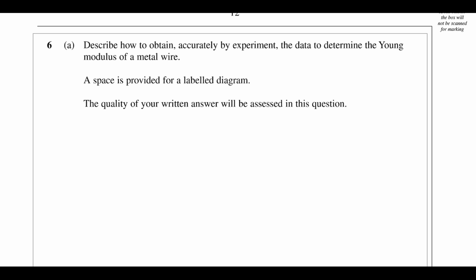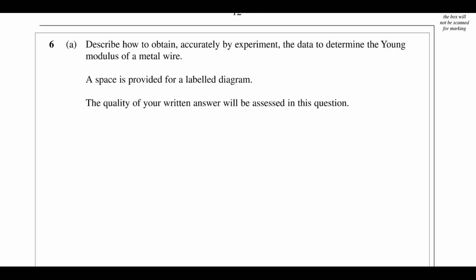This is a practical you should have done as part of the course, so it should be fairly straightforward for you to answer this question. And we've got space for a diagram if we want it. So generally speaking, you would have had a bench going along here, probably a pulley, and then your wire would have been stretched out, hung like this.